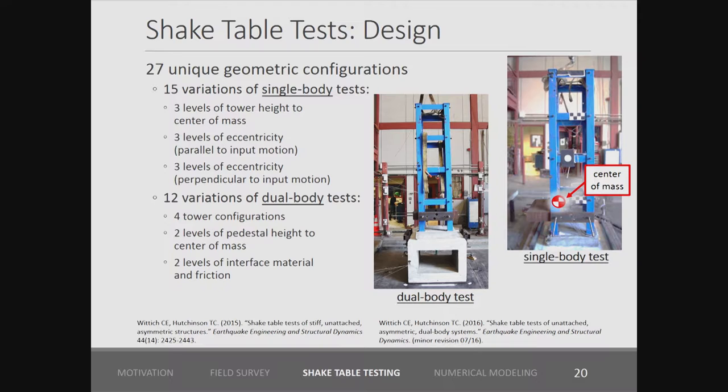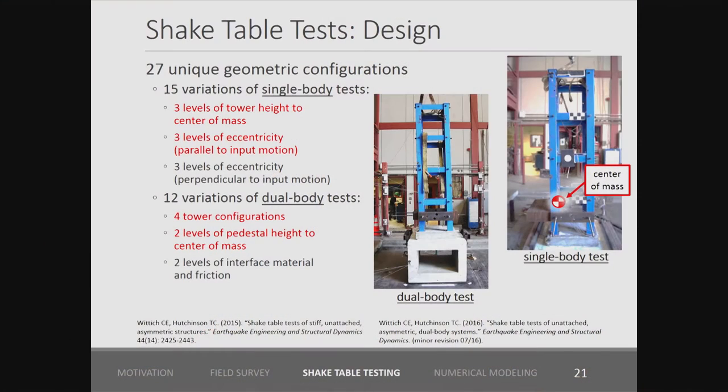A subset of 4 of these single body configurations were tested in a dual body system, shown in the leftmost image, consisting of the tower resting unattached or unanchored atop a pedestal, which is subsequently resting unanchored atop the shaking table floor. These 12 dual body systems consisted of 4 tower configurations, 2 geometries of the pedestal, and 2 levels of interface material or level of friction at the individual interfaces.